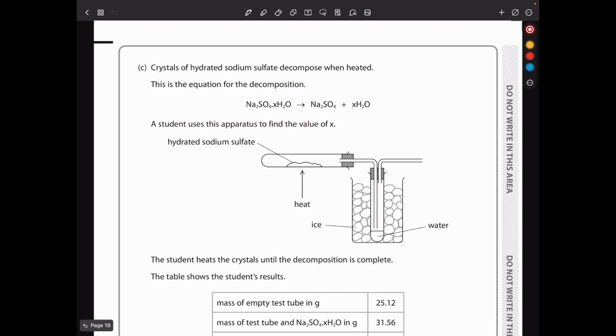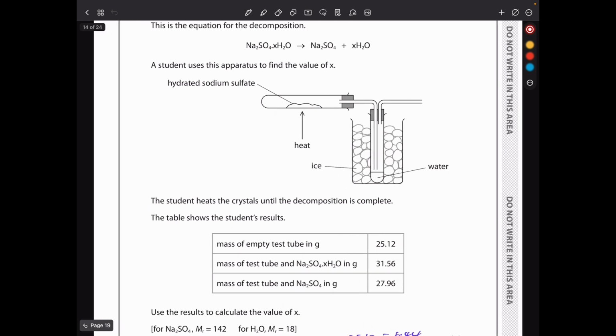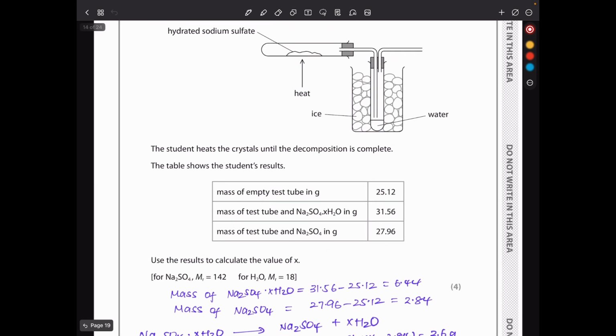There is the hydrated sodium sulfate. We see ice and then the water that has been condensed. So the student heats the crystals until the decomposition is complete. The table shows the student's results.